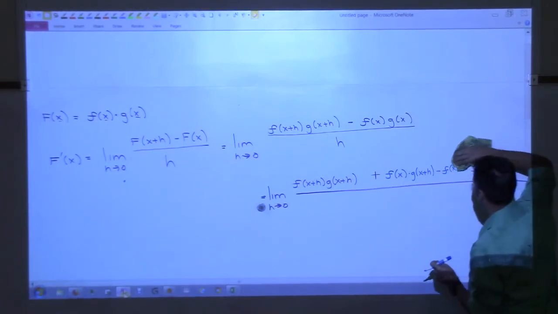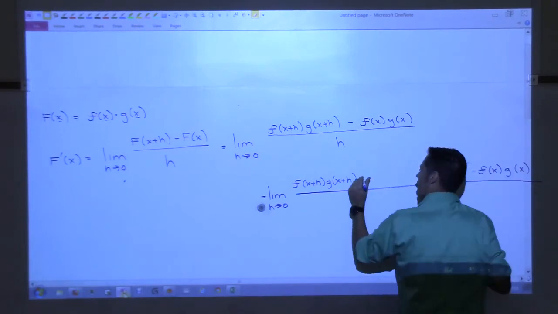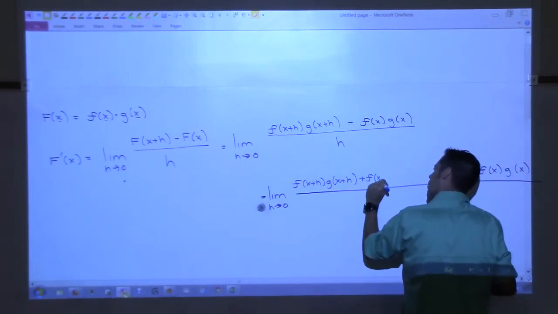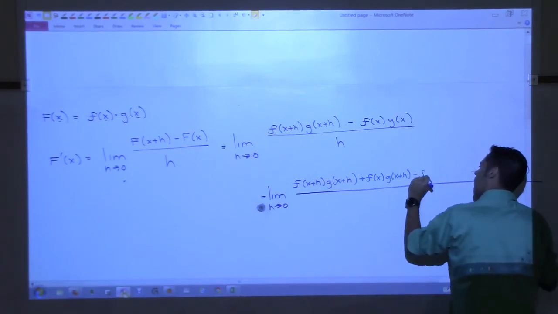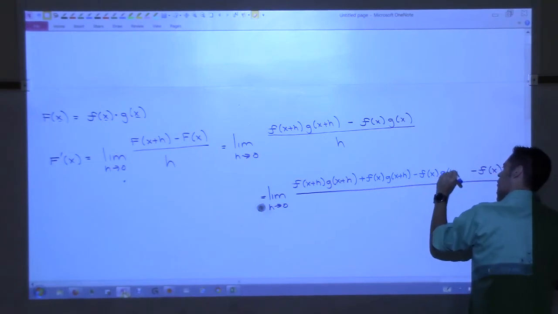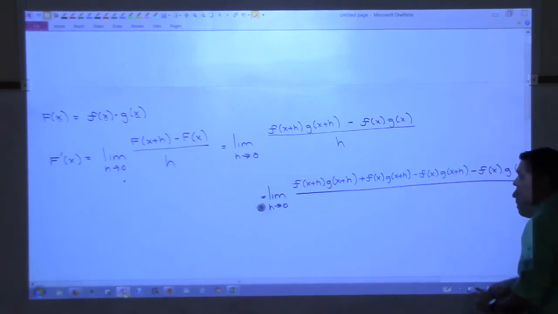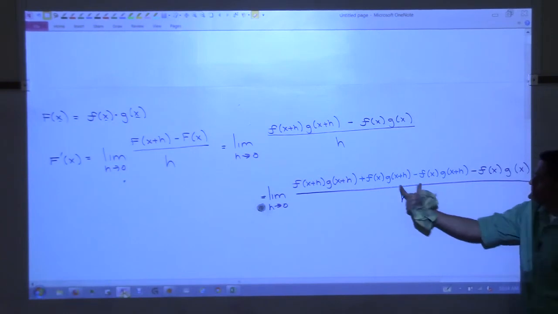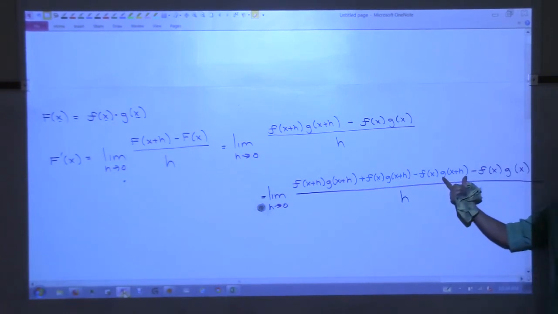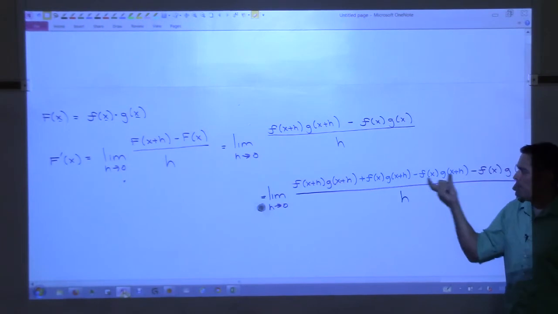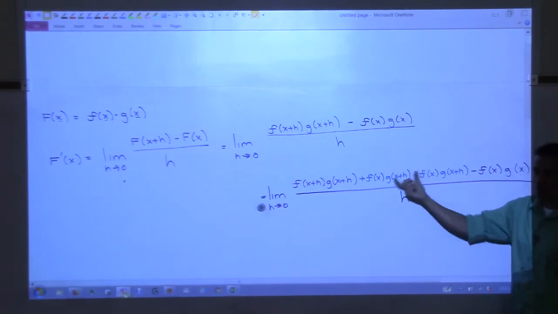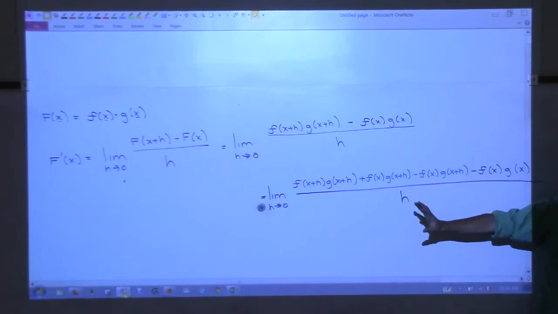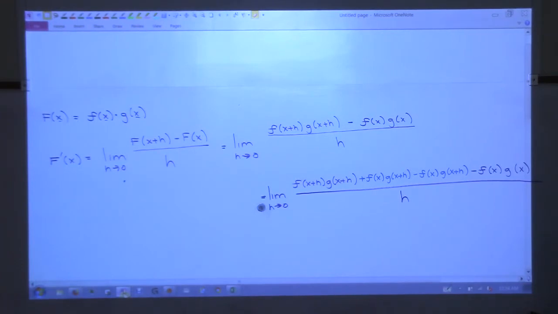I don't like the way that's squeezed in there. Okay, plus f of x times g of x plus h minus f of x times g of x plus h. Do you agree with me that that's zero? Because I'm adding something and then I'm taking it away. Now, would you have ever come up with this on your own? No, probably not. But just agree with me that this is still adding zero, and so I haven't changed the problem. But by doing it and picking it that way, something very, very awesome is about to happen.